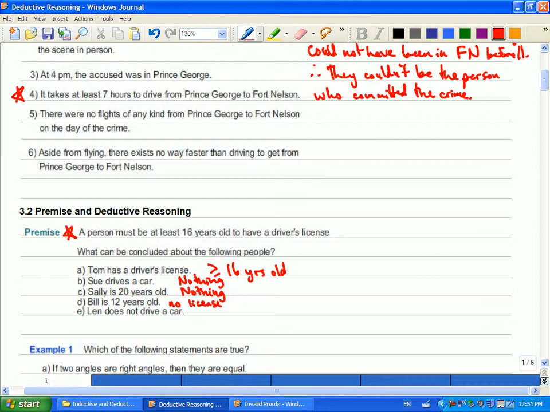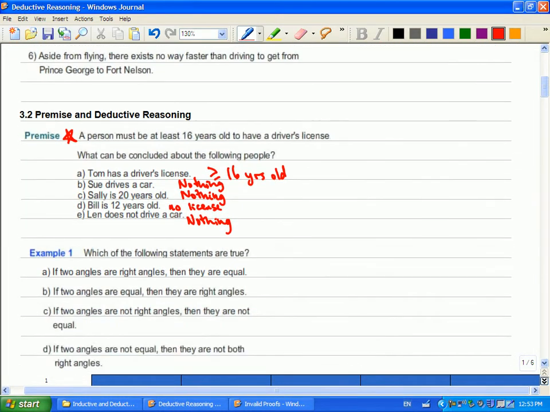What if Len does not drive a car? Well, you can have a license and not drive a car. Good, so now you're thinking, right? Just because you don't drive a car doesn't mean you don't have a license. Maybe you can't afford the insurance, maybe you can't afford the car, but you could still have a license. So unfortunately, we can't make any conclusions about Len.